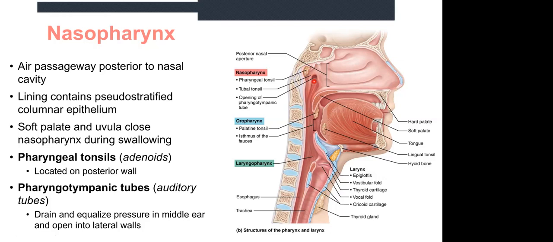We've talked about this tube before, so this is about where the ear would be located. And the pharyngeotympanic tubes, again, as a reminder, just help to drain and equalize pressure that's in the middle ear, and they actually open into the lateral walls. So when your ears pop, it's because this pharyngeotympanic tube is allowing pressure inside of the middle ear and in the external environment, like when you're chewing, you're breathing in regular air, it's allowing those pressures to equalize.